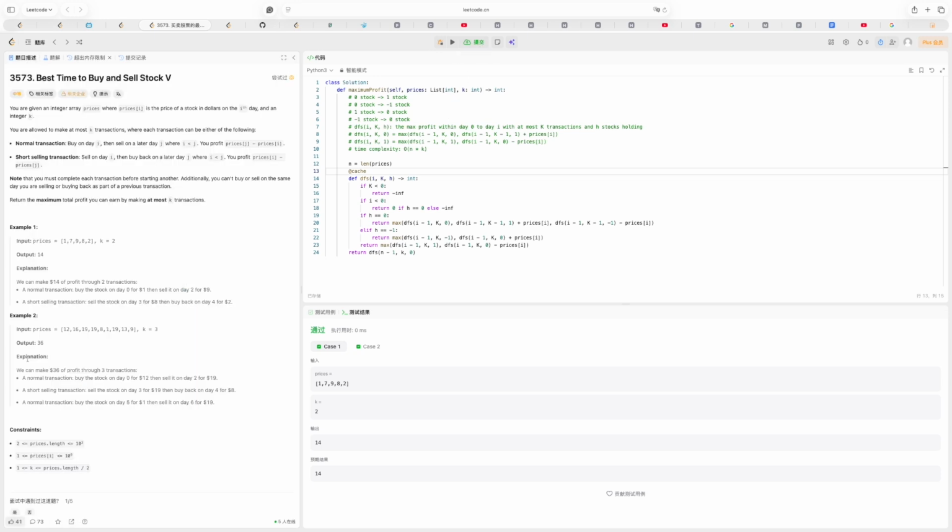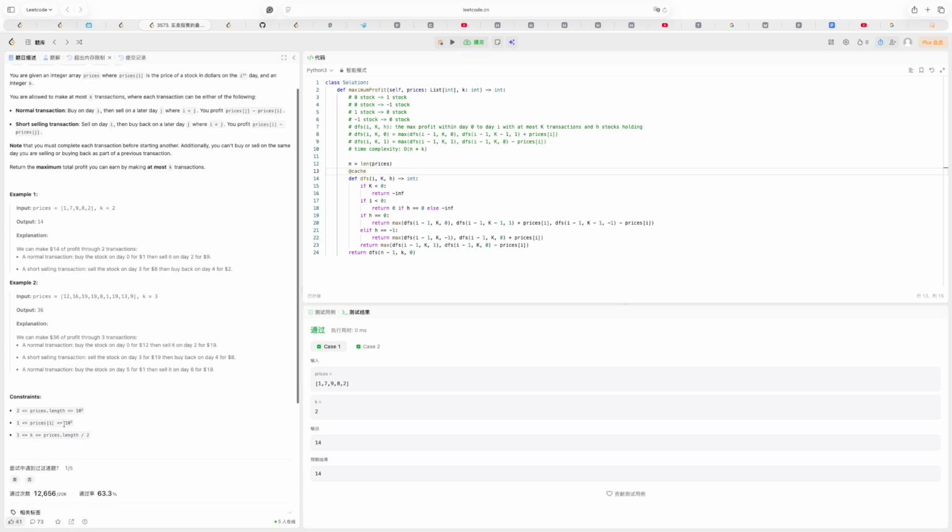I think it's because, yeah, this is, and N is 10, 3, 10, 6. Let's try modify it into for loops.